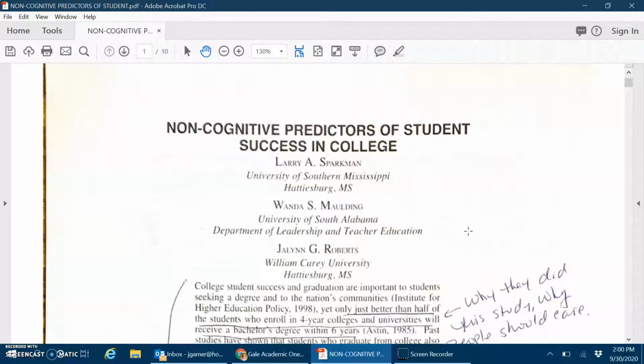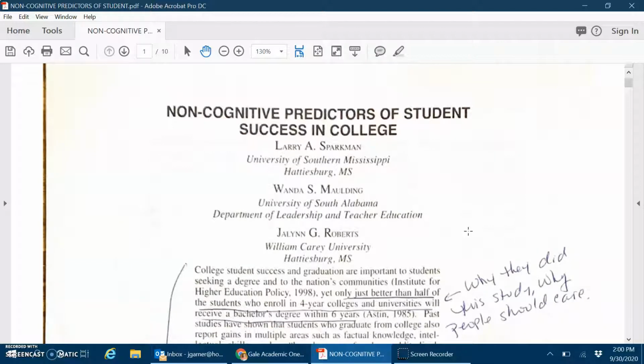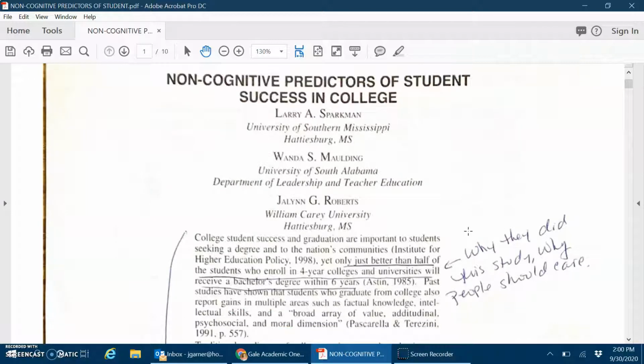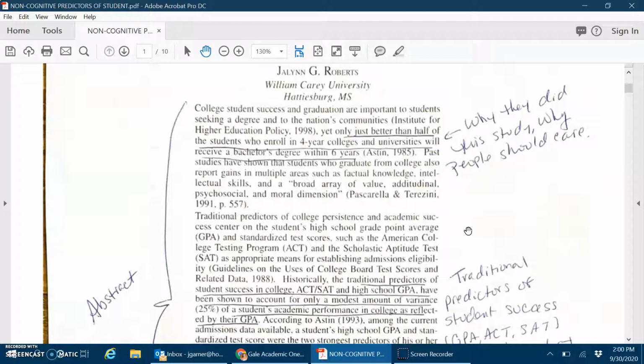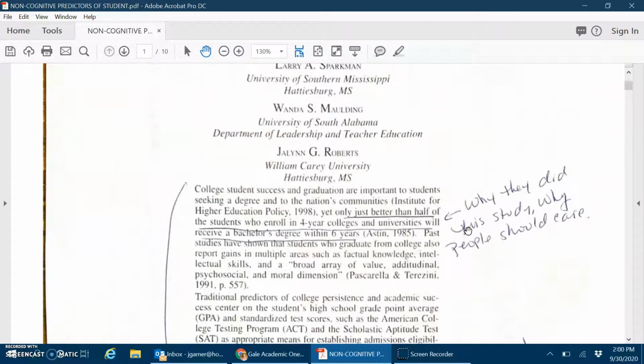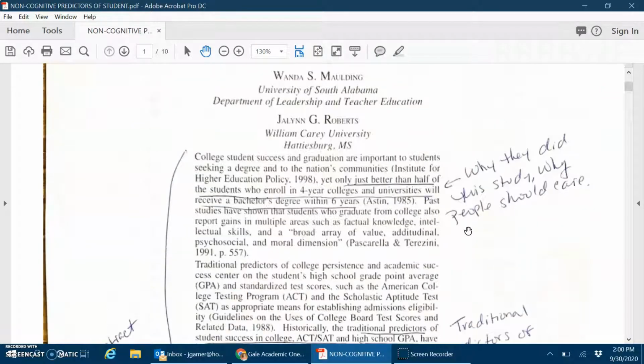So I scanned it in that way, so I had it available for all of you to look at. All right, so here is my PDF copy of the article, and you'll see my annotations written.